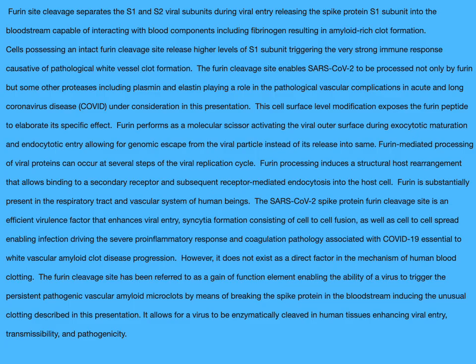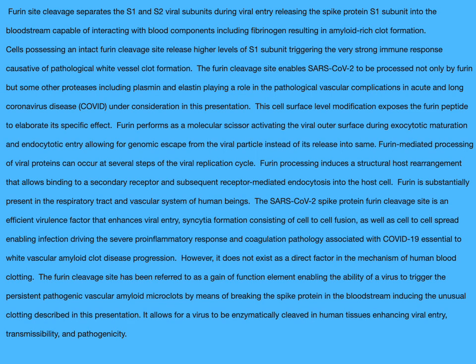The SARS-CoV-2 spike protein furin cleavage site is an efficient virulence factor that enhances viral entry, syncytia formation consisting of cell-to-cell fusion, as well as cell-to-cell spread, enabling infection, driving the severe pro-inflammatory response and coagulation pathology associated with COVID-19, essential to white vascular amyloid clot disease progression. However, it does not exist as a direct factor in the mechanism of human blood clotting.